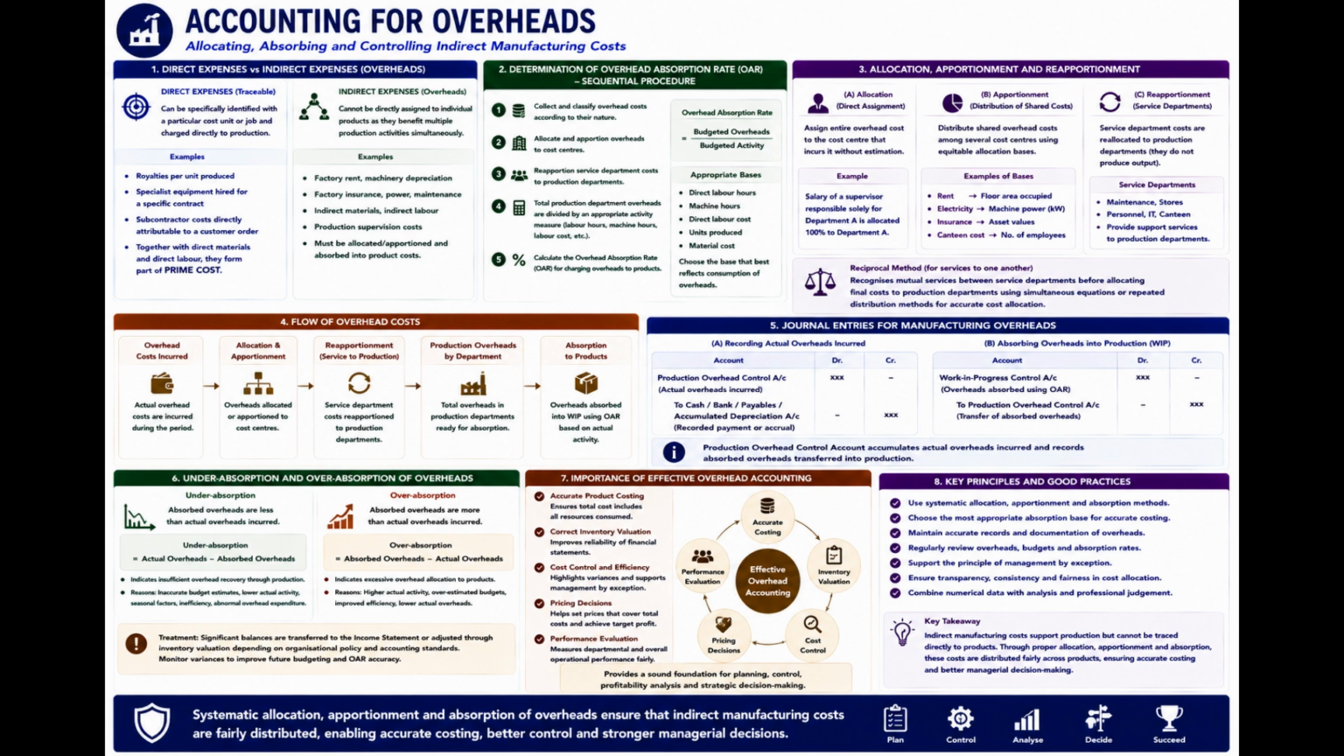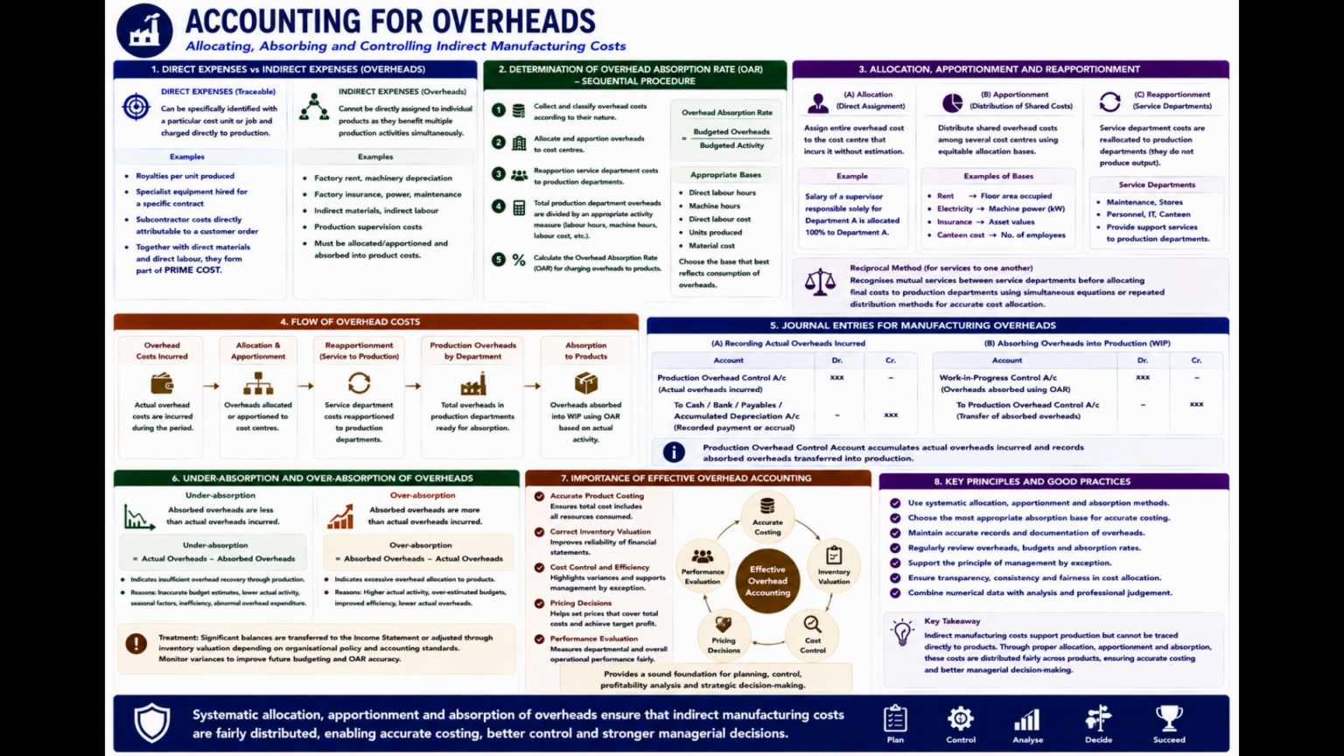In contrast, apportionment distributes shared overhead costs across several cost centers using equitable allocation bases. Factory rent may be apportioned according to floor area occupied, electricity according to machine power consumption, insurance according to asset values, and canteen costs according to employee numbers. Appropriate apportionment ensures that each department bears a fair share of common overhead costs, while improving costing accuracy.